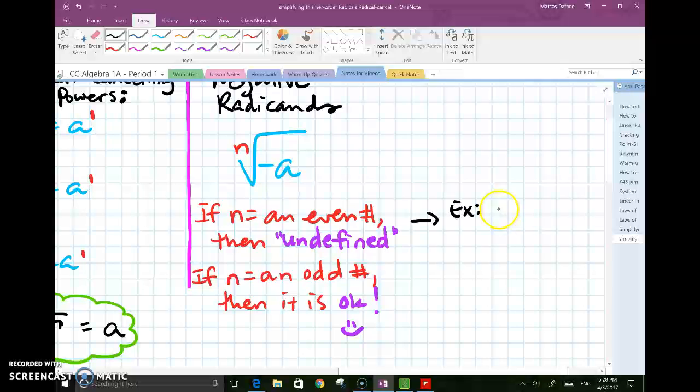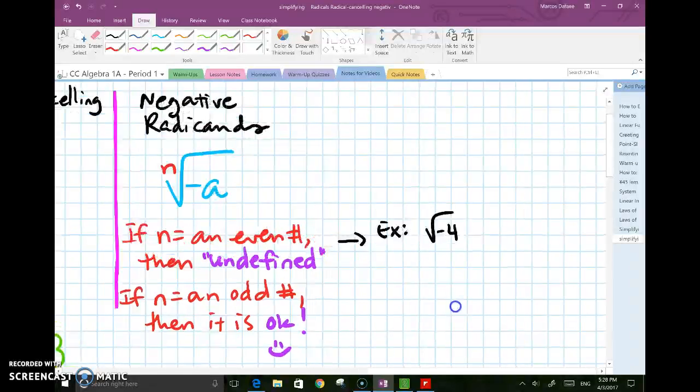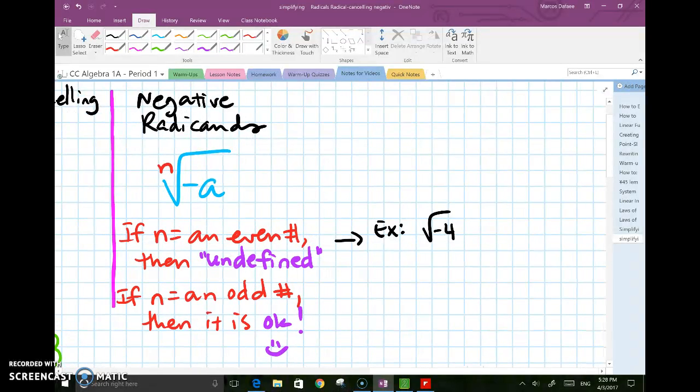if you were to try to do the square root of -4, and you plug that into a calculator, it would say, that's wrong, I can't do that. It would give you an error message. This is undefined, and the reason is because no number squared will ever make a negative number. So if you were to take 2 squared, you would get a +4, which is not your radicand. If you take a -2 and you square it, you still get a +4, which is again not your radicand. So when you have an even number, it doesn't work. But when it's an odd number, it's a little different.